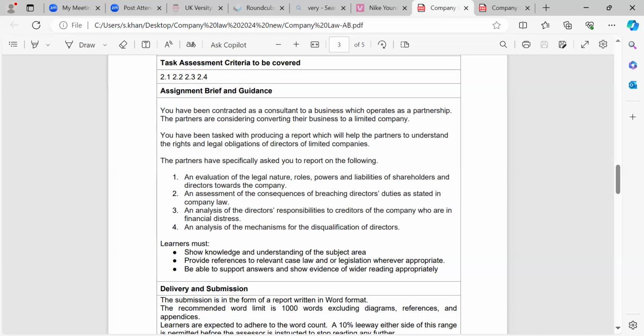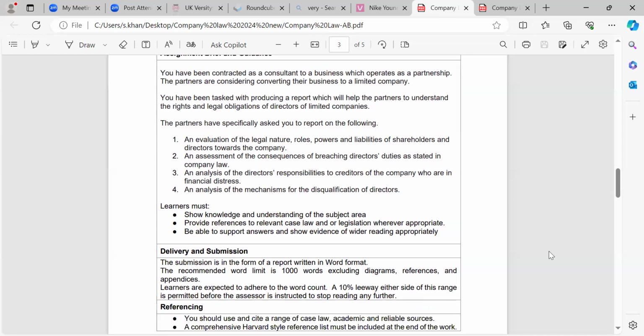So within task 2, you have 4 elements. Each of these elements, whilst you're talking about them, needs to be in a heading. So if you're talking about number 1, you need to have an evaluation of the legal nature, roles, and liabilities of shareholders and directors towards the company as a heading, and then write about that. The same for part 2, part 3, and part 4. So there are 4 elements of task 2, and they cover learning outcome 2.